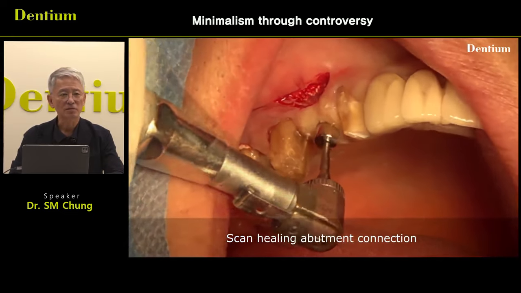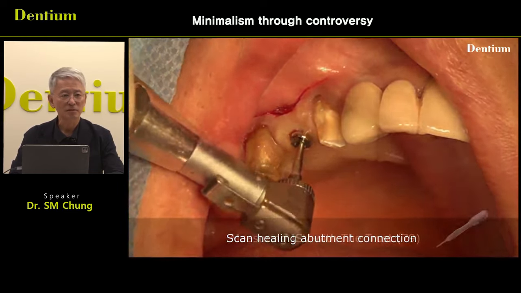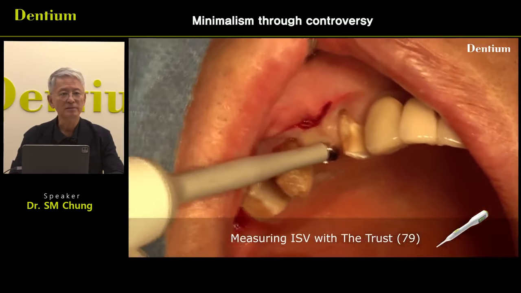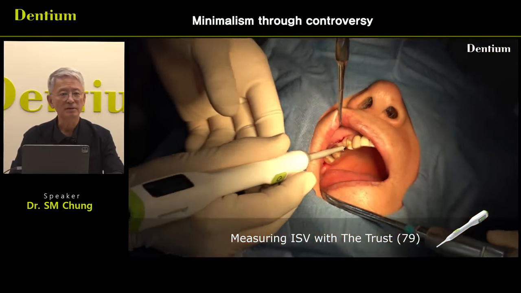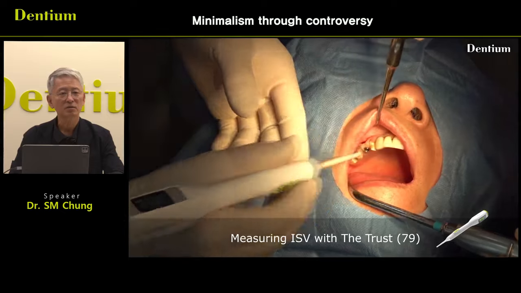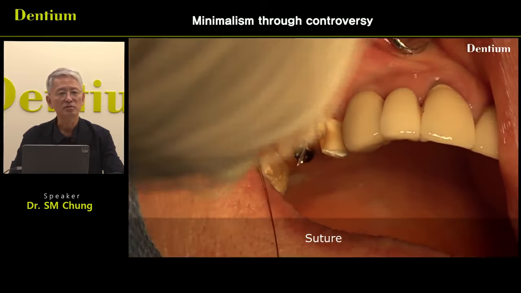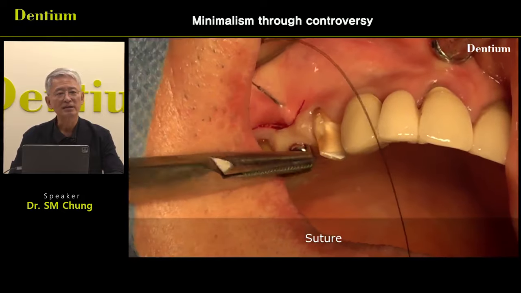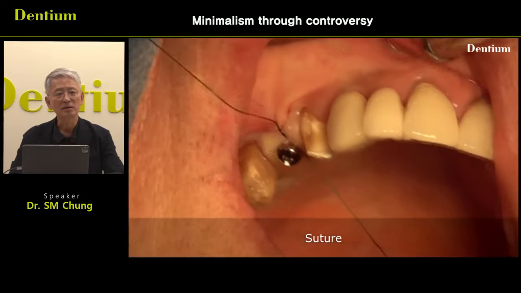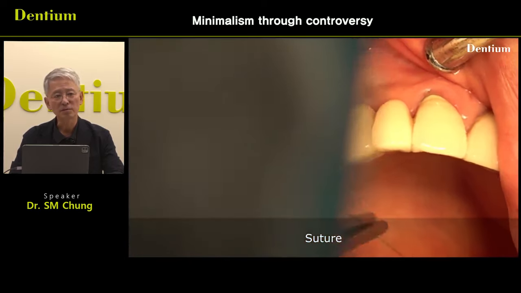After surgery, we placed the healing abutment and scan abutment together. The mobility was 79, very high stability. That's the reason we could make the final prosthesis 2 months later. On one side, we stabilized with sutures. Of course, the suture is good enough.